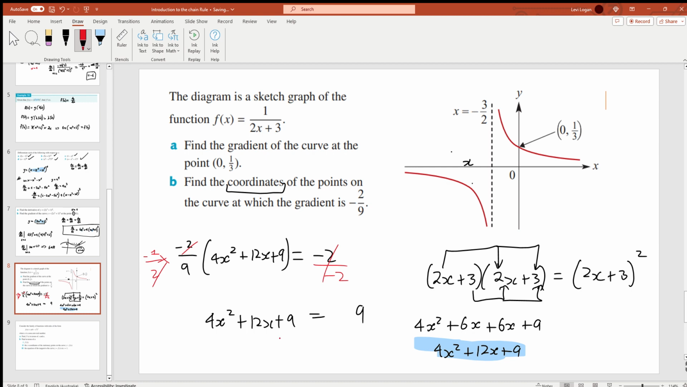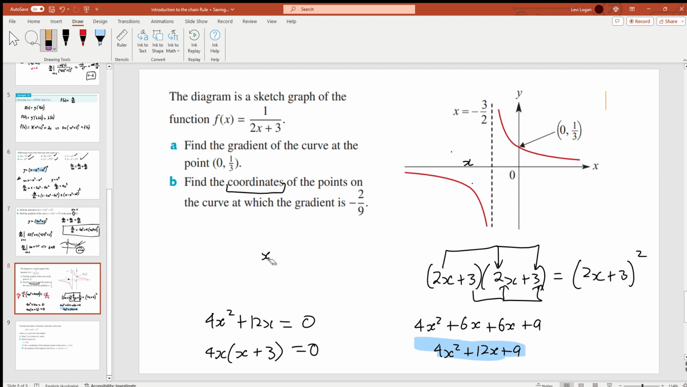I can see I've got 9 on both sides, so if I minus 9, those cancel out. So in other words, I get this following expression where I have 4x squared plus 12x equals 0. I can take out a factor of 4x, so I get x plus 3 equals 0. So now I've got this scenario here. So if I rub this out and move this up here.